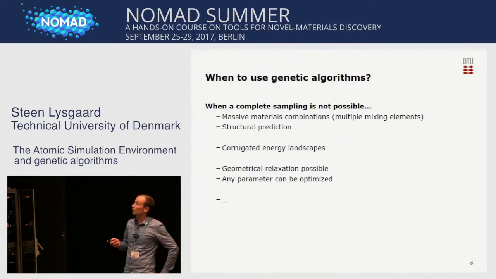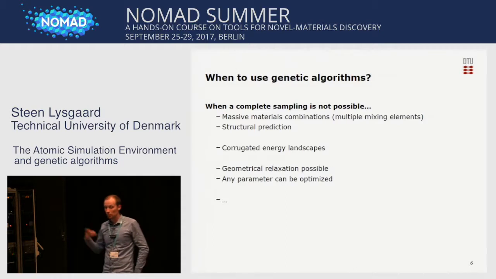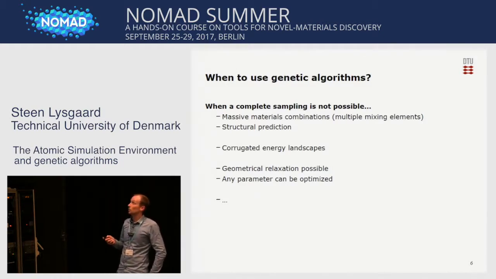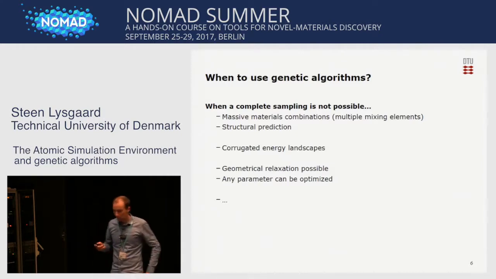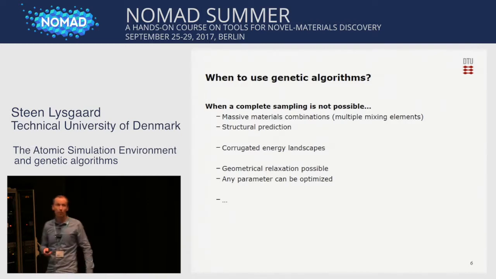Then it can be very beneficial to suggest what you need to calculate, and it can be used also for structural prediction. It's good for these corrugated energy landscapes with big energy barriers between local minima. You can do geometrical relaxation, it's no problem. And I say again, you can really optimize any barrier or any parameter, not just the energy or the stability.